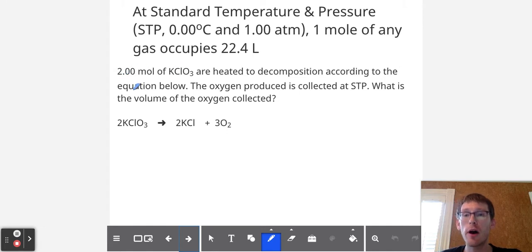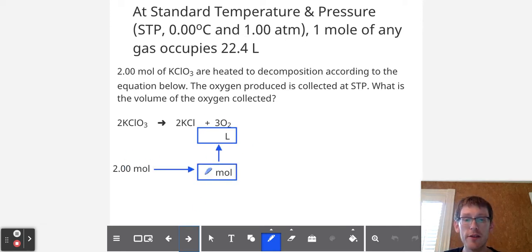So if we're given the problem, 2.00 moles of KClO3 are heated to decomposition according to this chemical equation, and the oxygen is collected at STP. What is the volume of the oxygen collected? What we do is, we start off with our 2 moles of KClO3. We know we're trying to find the volume of O2.